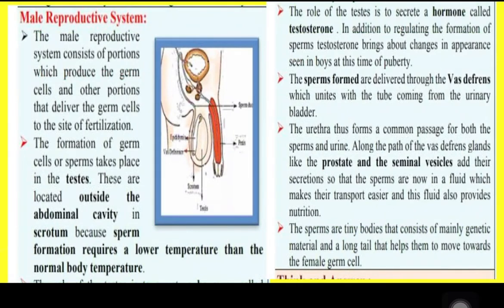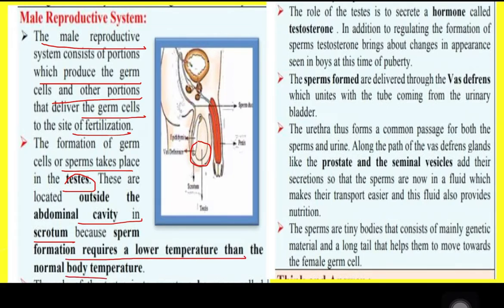First we'll discuss the male reproductive system. It consists of portions which produce the germ cells and other portions that deliver the germ cells to the site of fertilization. The formation of germ cells or sperms takes place in the testes, which are located outside the abdominal cavity in the scrotum. The outside pouch is known as the scrotum because sperm formation requires a lower temperature than the normal body temperature. This is the reason why the testes are located outside the body.